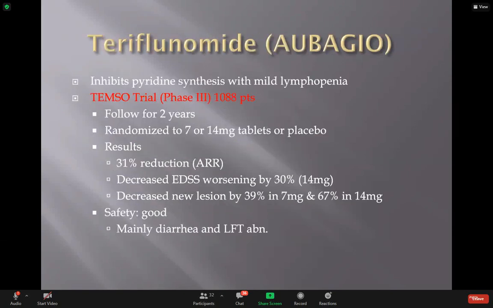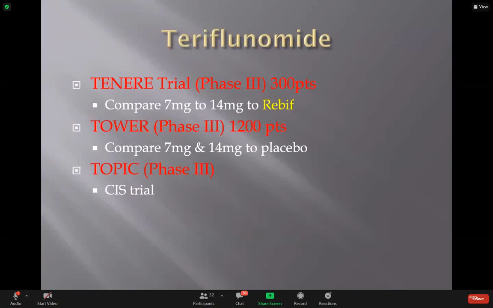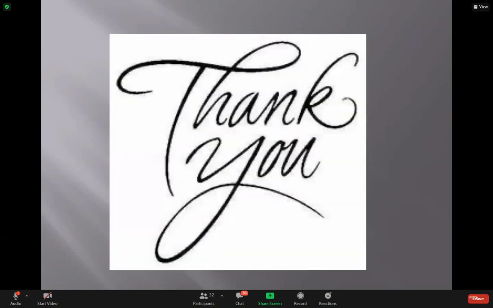Same thing with teriflunomide. You can give this tablet once a day, and you might want to also follow liver function tests and CBC to make sure that no complications occur. All right, and these are just some trials discussing the benefit of teriflunomide.